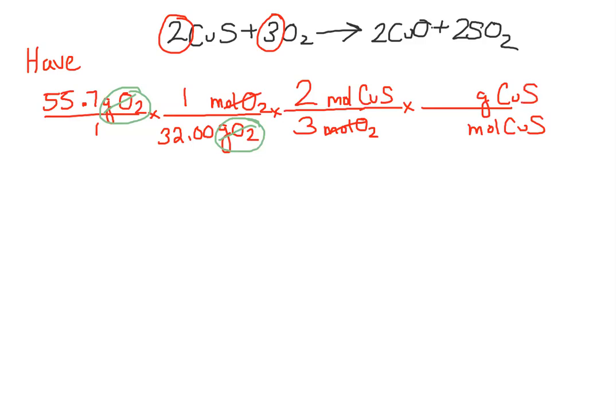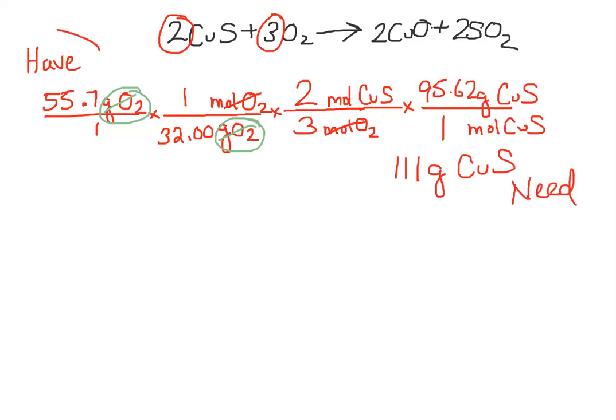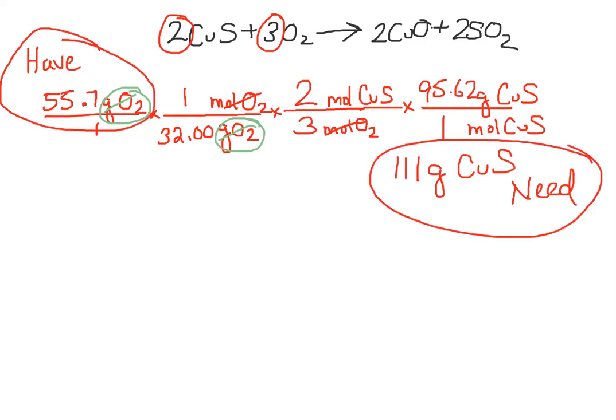So when we have moles to grams, the moles are 1 and the grams are from the periodic table. You're going to look up copper, you're going to look up sulfur, you're going to add them together, and you're going to get 95.62. You're going to do this whole thing on your calculator, and you're going to get 111 grams of copper sulfide is what we need. Okay, so we have this much oxygen, we need this much copper sulfide.